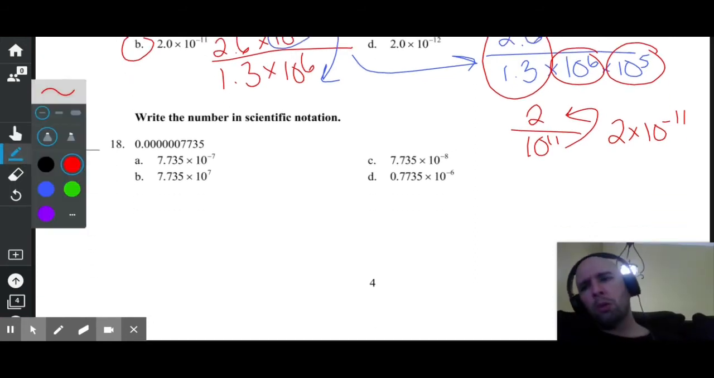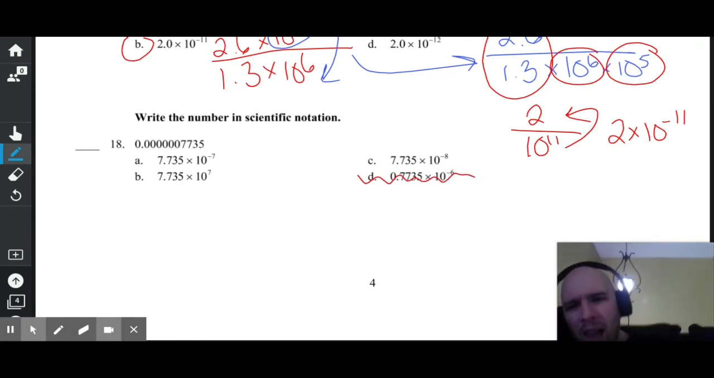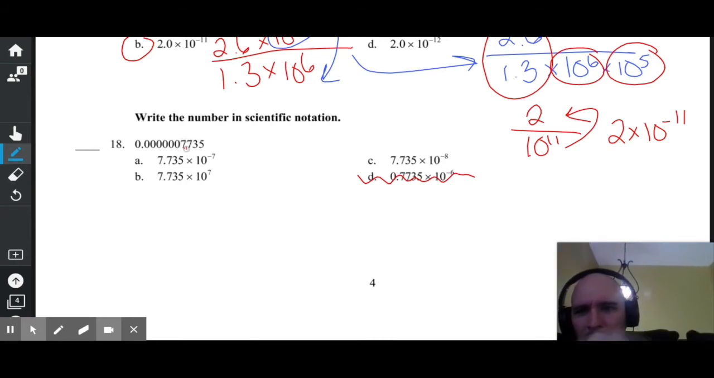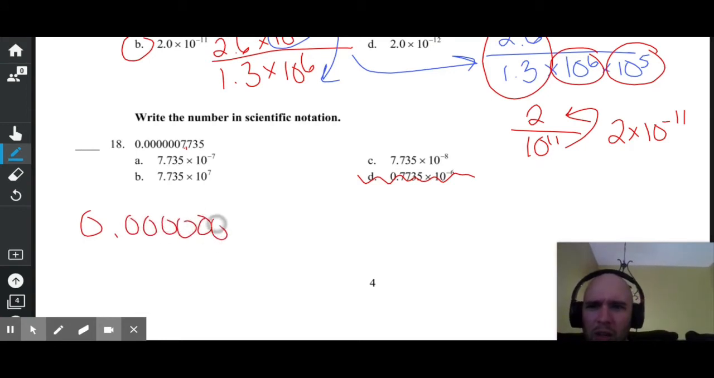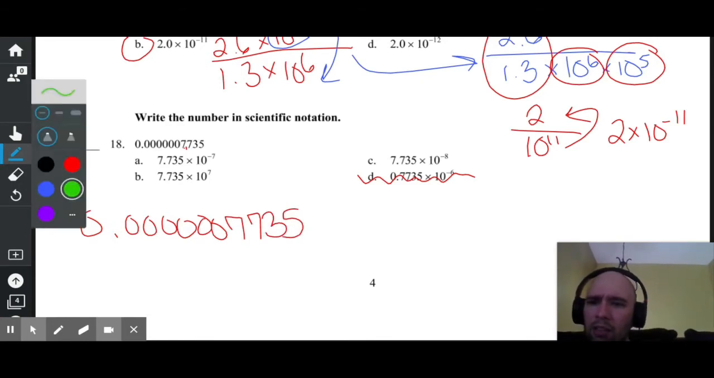I wonder if I could do 18 without doing anything. First off, it wants me to put it in scientific notation. It's not even scientific notation. Why? Because that number 0.7 is too small. I have to put my dot in between that 7 and that 7. So I have 0.00000007735, and the dot belongs in between 7 and 7.